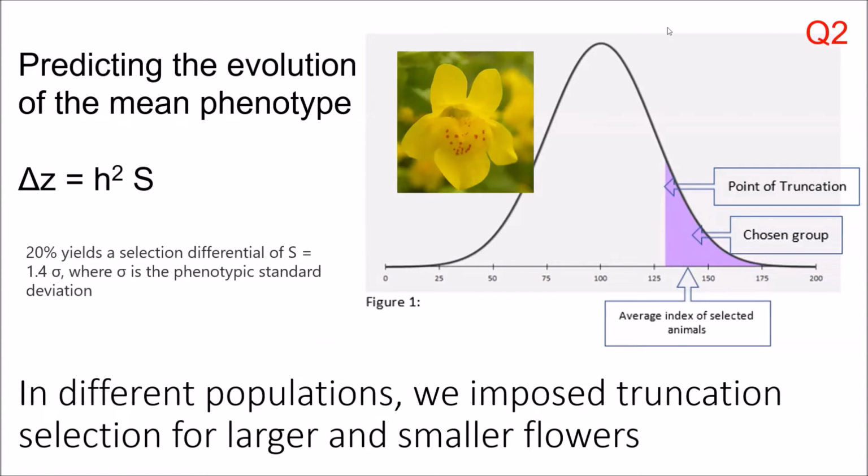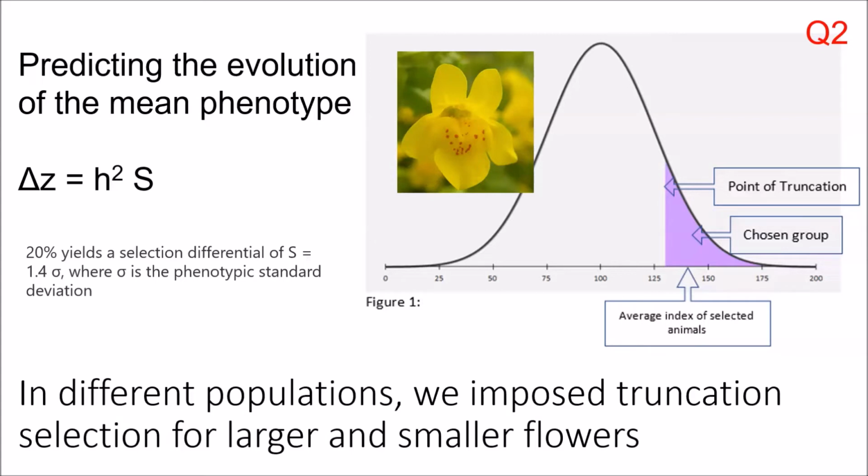One place it's used is just to predict the evolution of the mean phenotype under directional selection, either in natural populations or certainly in greenhouse populations. To the left is the famous Breeder's equation, where you have a predicted change in the mean phenotype as a function of the heritability and the selection differential. I want to show you an example of this in our system, where basically we imposed truncation selection for larger and smaller populations.